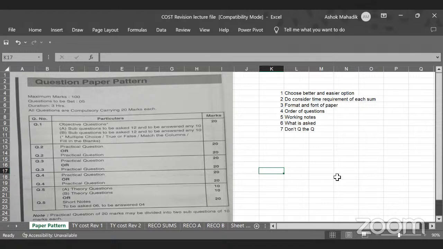Here, in question 3, again, internal choice will be there. Here you will find a sum on material cost, and against that you may have overhead accounting. In option, you may have material cost and labor cost. Question 4, labor cost will be there. Against that, you will find overheads costing and material costing. Question 5 will be theory question.